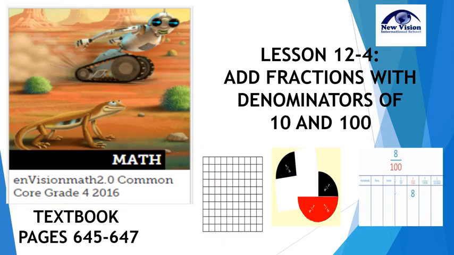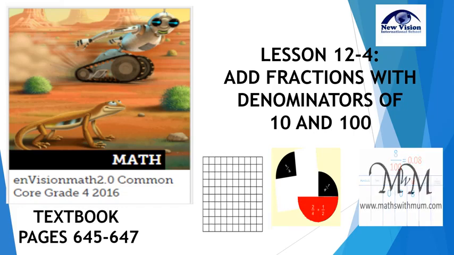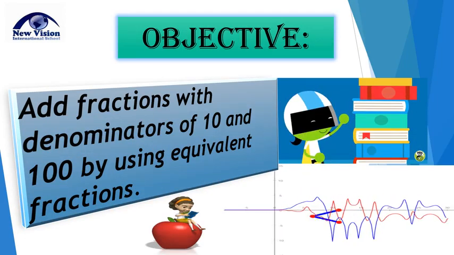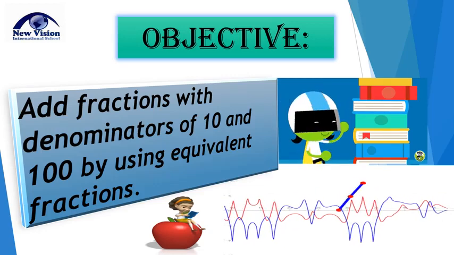Today, you're gonna learn about Lesson 12-4. Add fractions with denominators of 10 and 100. Open your book on page 645. The objective: add fractions with denominators of 10 and 100 by using equivalent fractions.